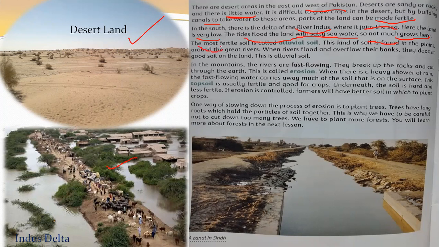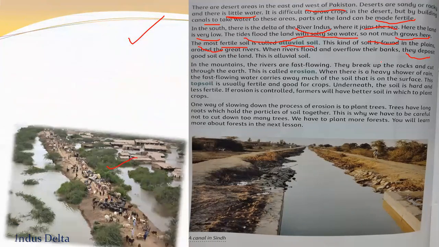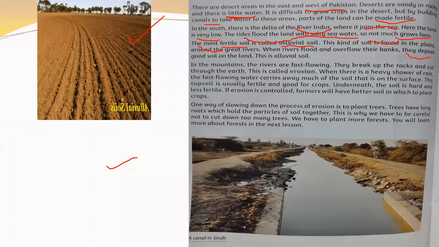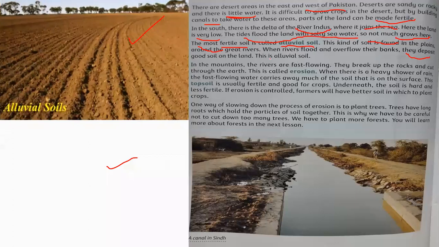The most fertile soil is called alluvial soil. This kind of soil is found in the plains around the great rivers. When rivers flood and overflow their banks, they deposit good soil on the land. This is alluvial soil. This one, it is alluvial soil where the rivers flow nearby. We have a great soil for fertility.